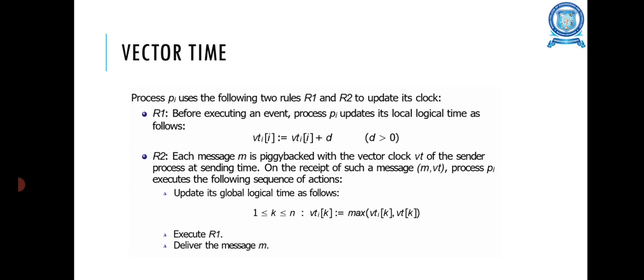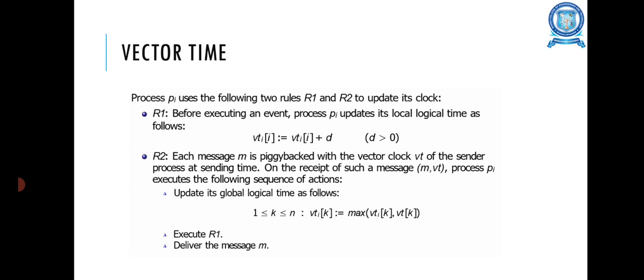Vector time. The process Pi uses two rules, that is R1 and R2, to update its clock. First, R1. Before executing an event, process Pi updates its logical time as follows: Vti[i] equals Vti[i] plus d. The d value is always greater than 0.